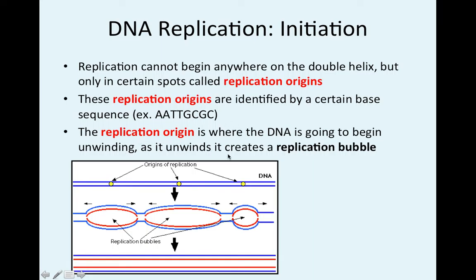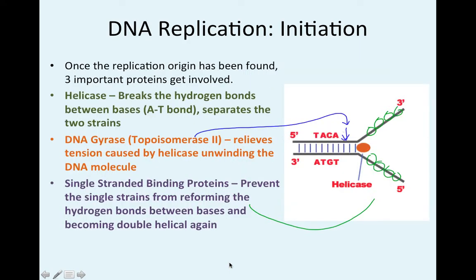Now, the replication origin is where DNA is going to begin unwinding, and as it unwinds, it makes a replication bubble, and that's what we call this here. They're just little bubbles within the DNA where it's being replicated. And then at the very end, we have something like this: 2 new pieces of DNA. The blue was the original piece, and the red is the new piece, and now we have 2 new pieces of DNA. Once the replication origin has been found, 3 important proteins get involved.